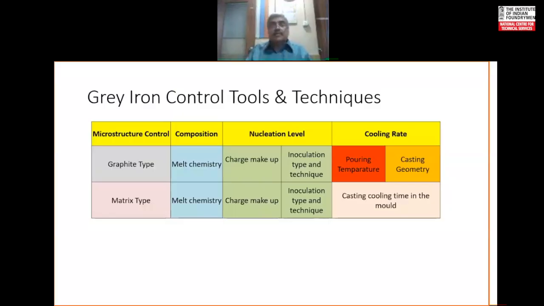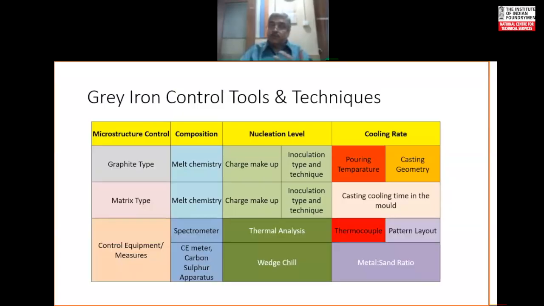And cooling time in the mold also has an impact on melt chemistry, because if you allow longer solidification time, then more carbon can come out from the solution or from austenite or cementite, and more ferrite can form if it is slow cooling, and coarser grains, especially if nucleation level is not balanced.